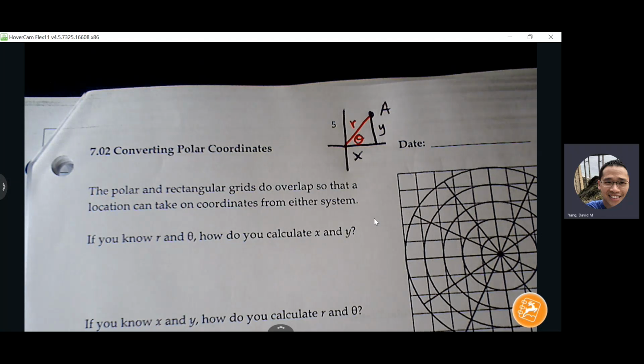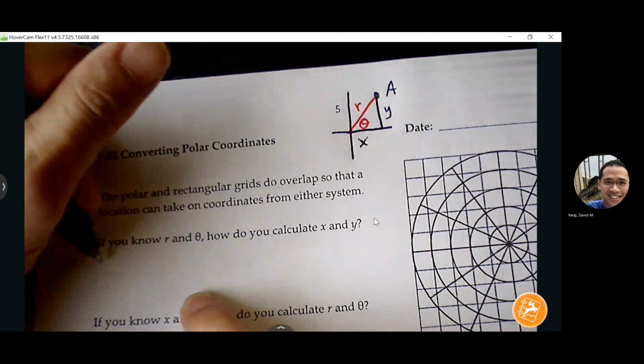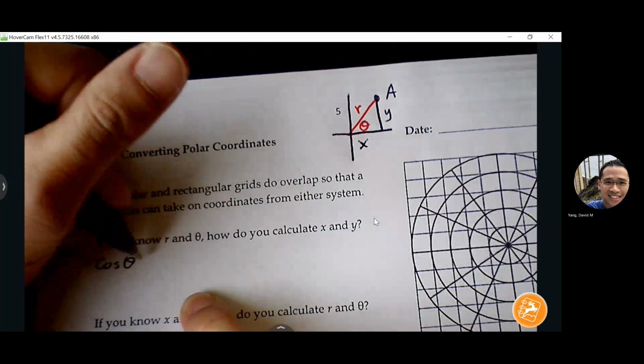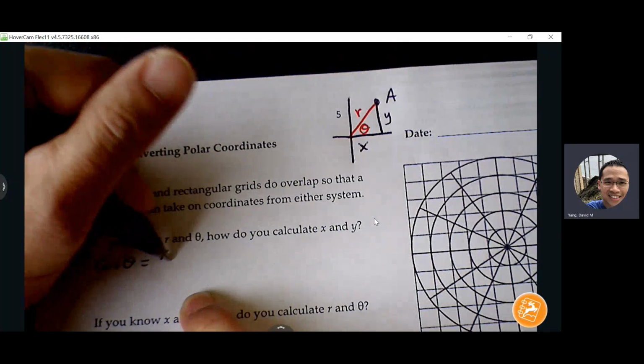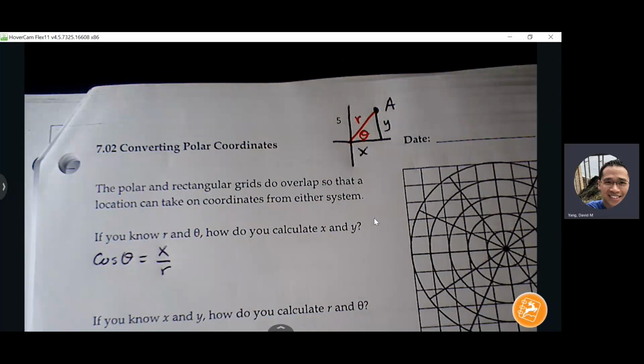And we learned this last semester, right? To get from r and theta to x and y, we can use sine and cosine. To get from x, y to r and theta, we can use the distance formula and inverse tangent. Okay, so if we know r and theta, how do you calculate x and y? We know cosine of theta is equal to x over r. So therefore, x equals r cosine theta.